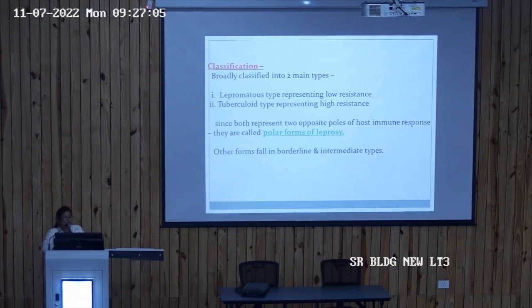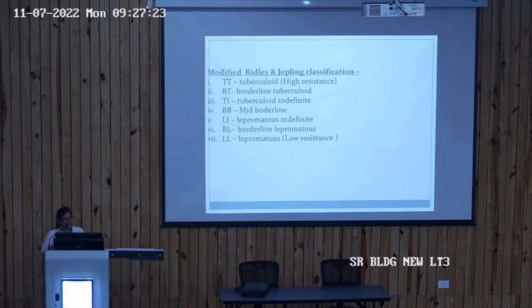So leprosy is broadly classified, as I already told you, into lepromatous and tuberculoid types of leprosy, and these are the two polar forms. Other forms which fall in the middle are borderline and intermediate types. This is the widely accepted modified Ridley-Jopling classification for leprosy. TT, that is tuberculoid, then comes borderline tuberculoid. This is high resistance. The host has high resistance.